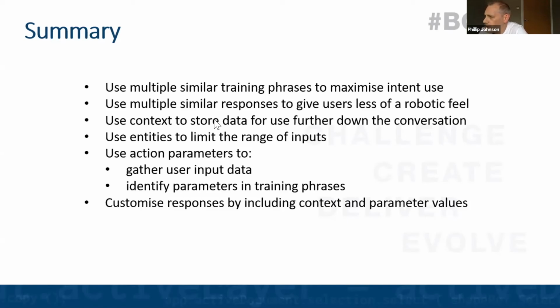For ranges of inputs and for parameters, you're going to want to use intents, which will limit the range of inputs and will enable your intents to automatically prompt for something within that range if the user hasn't given it to you. You're going to want to use action parameters to gather the user input data, and you can identify parameters within the things that people are saying.